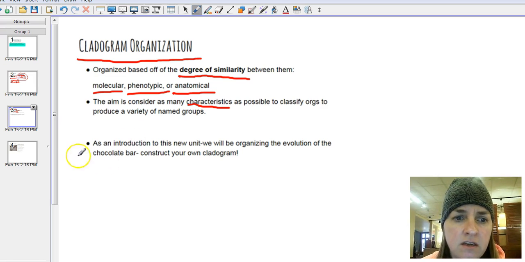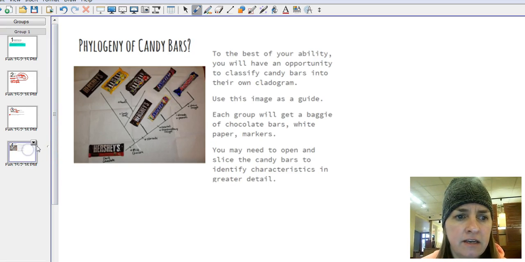So you're going to be classifying the candy bars based on as many characteristics as you can find in the candy bars. This is going to be a nice little introduction to this whole unit because I'm not going to tell you how to do it. I want you to try to figure it out on your own, but I am going to give you a little hint as to how you should start, which leads us to this last slide.